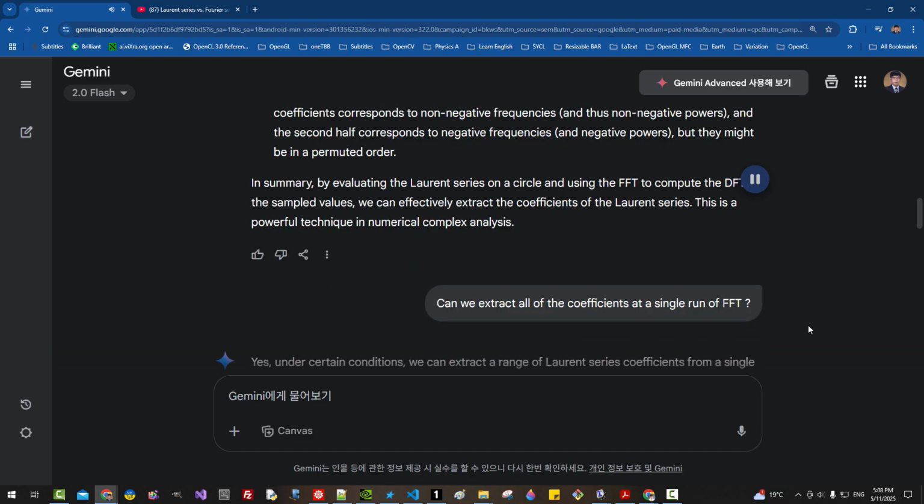In summary, by evaluating the Laurent series on a circle and using the FFT to compute the DFT of the sampled values, we can effectively extract the coefficients of the Laurent series. This is a powerful technique in numerical complex analysis.